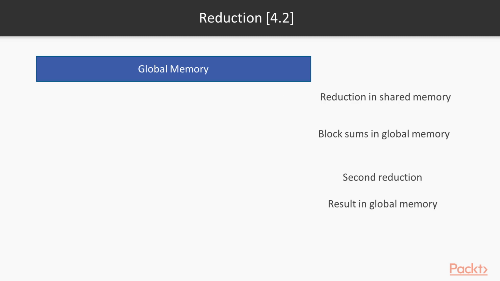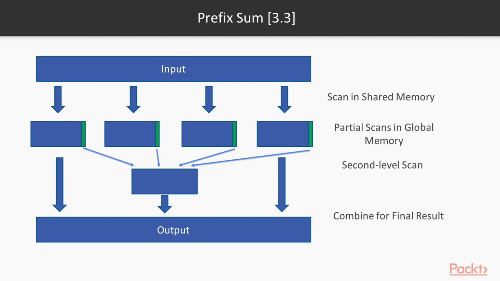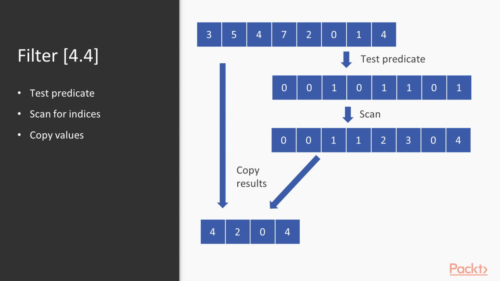Reduction was the easiest algorithm. We simply reduced each block separately, synchronized, and then combined the block results in a single thread, although a more efficient implementation would use multiple threads for the second step. Prefix sum, or scan, requires more inter-block communication and is harder to implement. We saw how temporary results could be stored in global memory, allowing us to launch separate kernels for each step of the process.